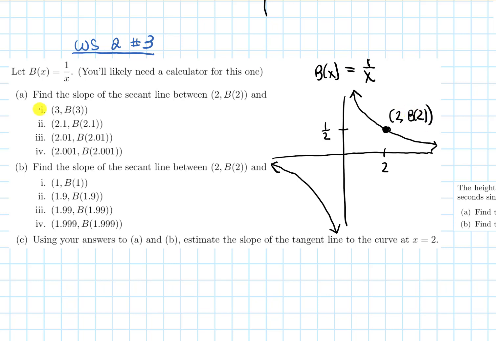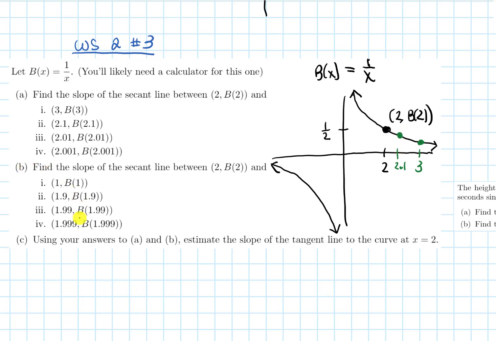In part 1 of A, I want the slope of the secant line between that point and the point 3 comma b of 3. So I'm going to draw a tick mark where 3 is. That's going to be the slope of the secant line connecting those 2 points. In the next part, I want it up to 2.1. So 2.1 is super, super close. I'll be getting the slope of the secant line connecting where x is 2 and x is 2.1, and I'll get it closer and closer and closer.